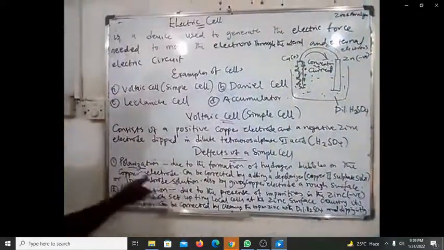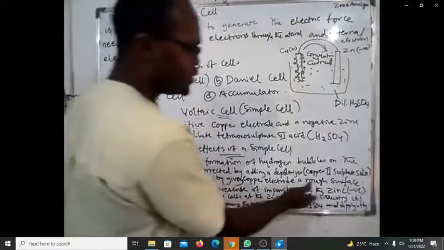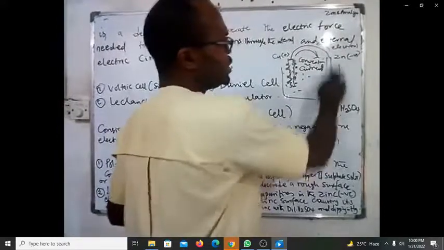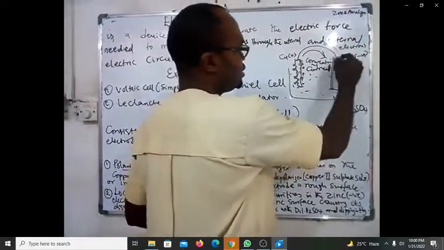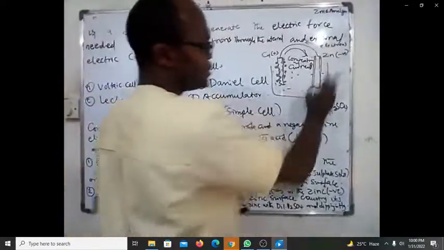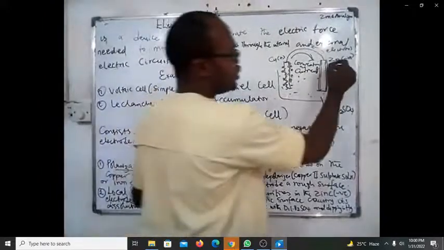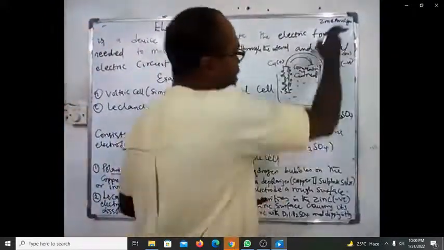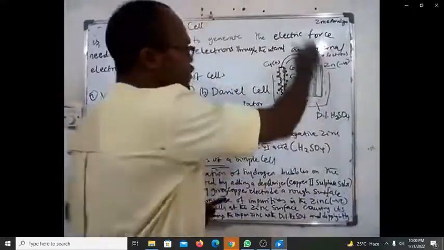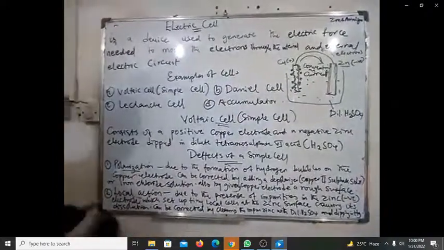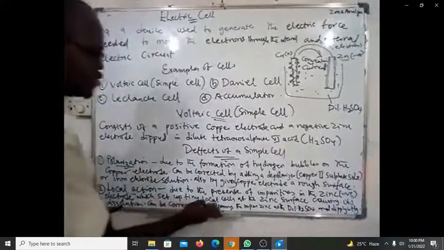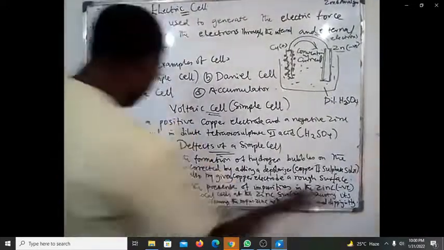So what is local action? Local action is caused due to the presence of impurities in the zinc electrode. Can you see the zinc electrode? If this zinc electrode is not pure, it will have impurities. Is that clear? And these impurities are going to create tiny cells, thereby causing the dissolution of zinc. Zinc will be dissolving. Instead of staying static and acting like an electrode, it will be dissolving. Once it's dissolving, it will cause what we call local action, due to the presence of impurities in the zinc electrode, which set up tiny local cells at the zinc surface, causing its dissolution.